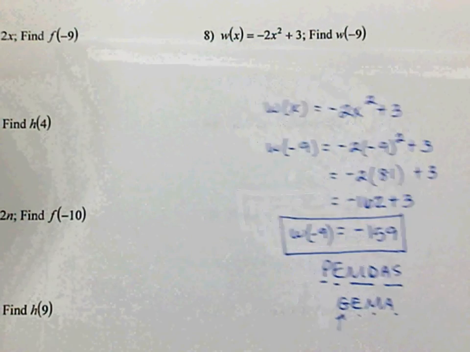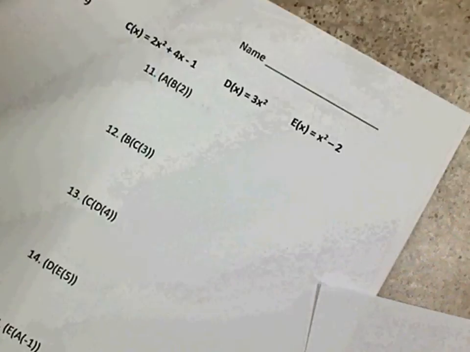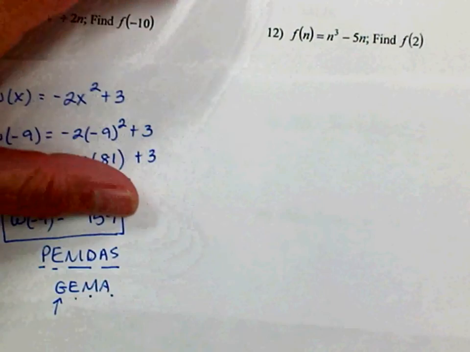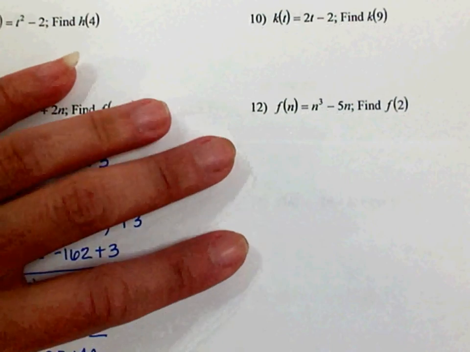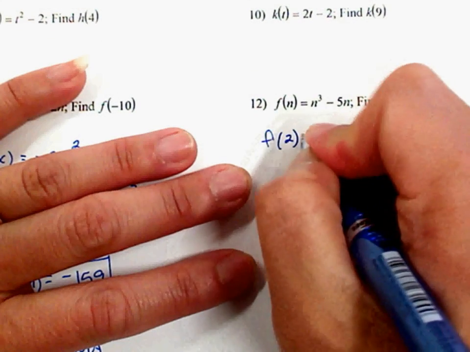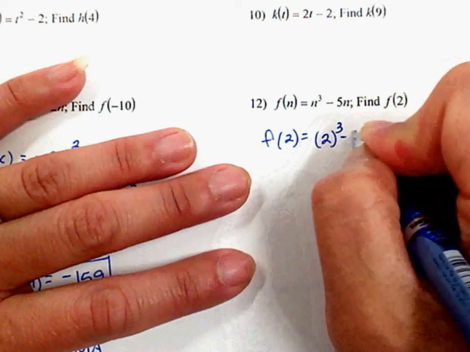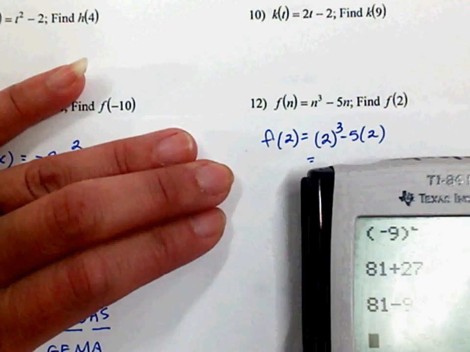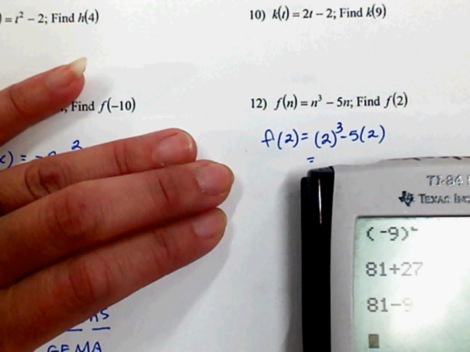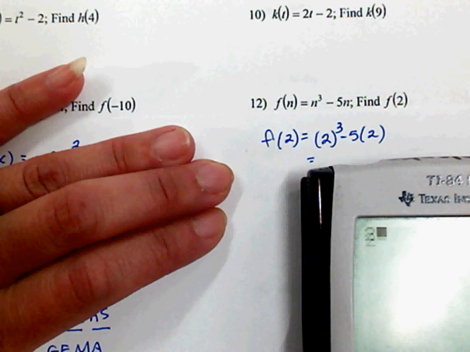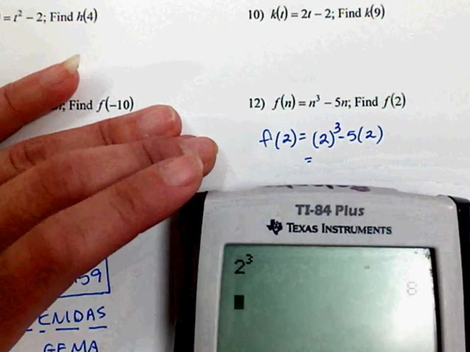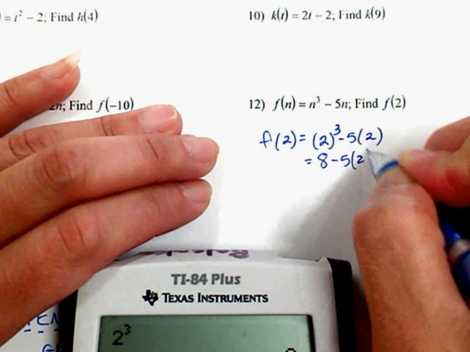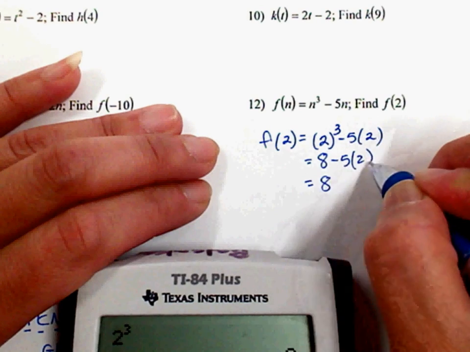All right. Let's see if we can do number 12. Okay, so let's go to number 12. Here we go. F of 2 equals 2 cubed minus 5 times 2. Order of operation, you do multiplication or exponential first. So 2 raised to the third, okay, just like I did right there, comes out to be 8. And then you can go ahead and multiply, or you can go ahead and show your next part. 8, negative 2 times 5 is negative 10. 8 minus 10 is negative 2.